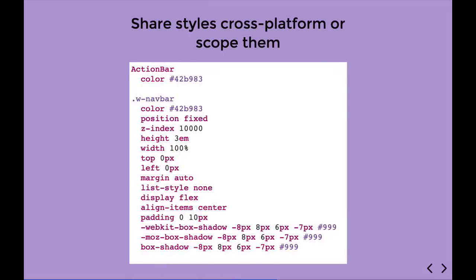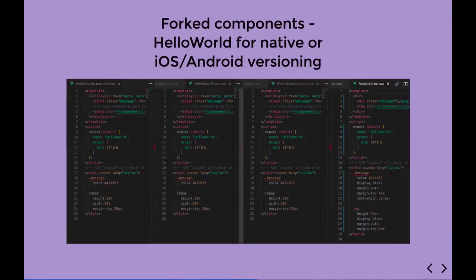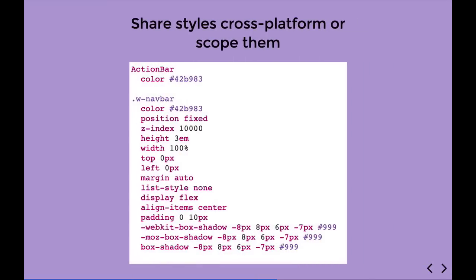And the other cool thing is that you can share styles. I don't know if you noticed, here we have styles scoped, and you could scope your styles according to your platform, or you can have a shared style sheet here with the action bar living right next door to its friend, the WNavBar class. So it's very nice that you can have such granularity that you could really share code within your style sheet and you don't have to separate them.